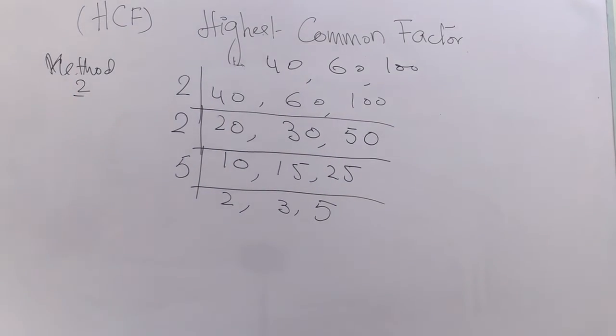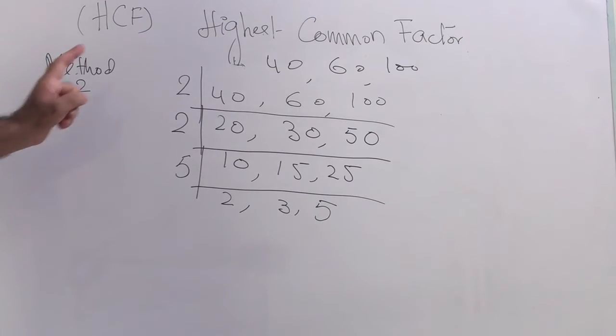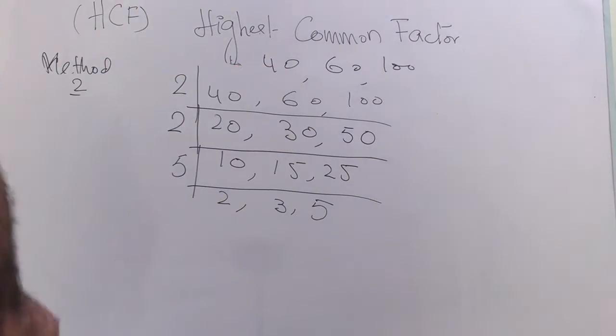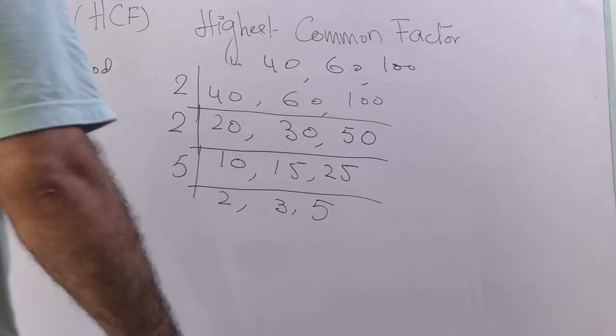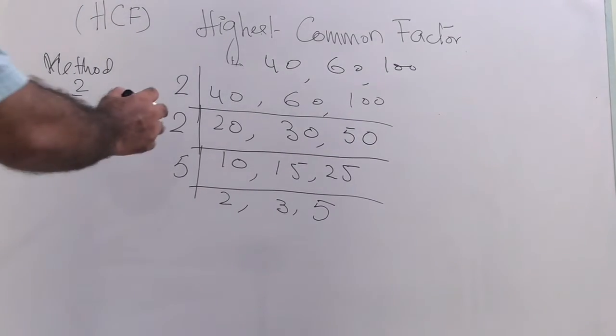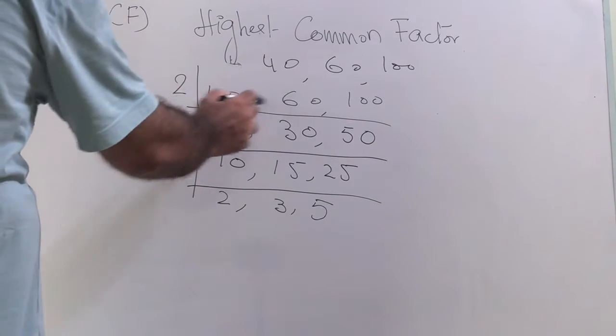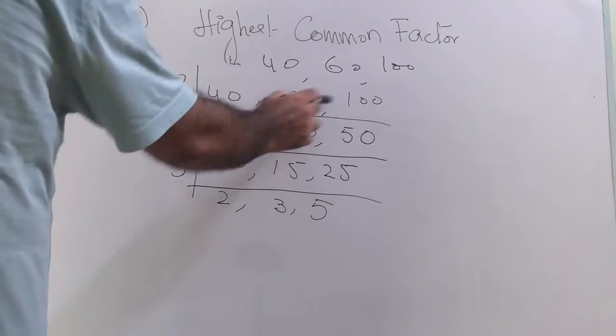So this is a method where we need to divide only with that digit which is a factor of all the given numbers. 2 is a factor of this, 2 is a factor of this, 2 is a factor of this. What is a factor? Factor is a divisor. I mean 40 can be divided by 2, 60 can be divided by 2, and 100 can be divided by 2.